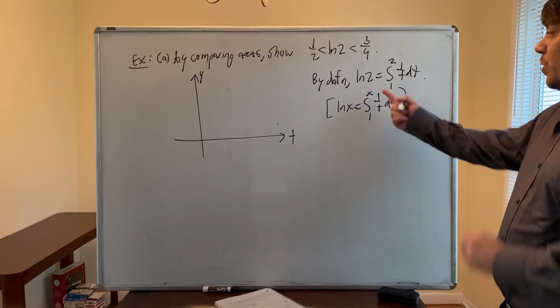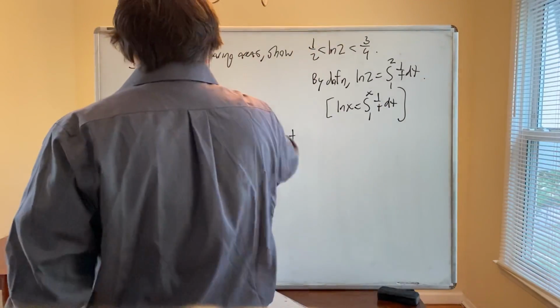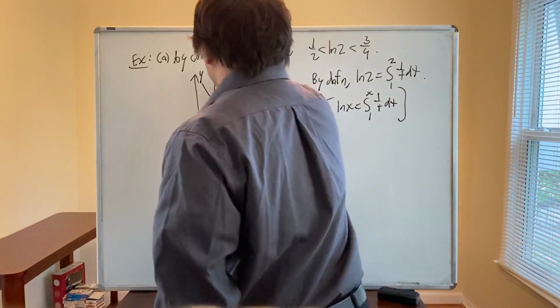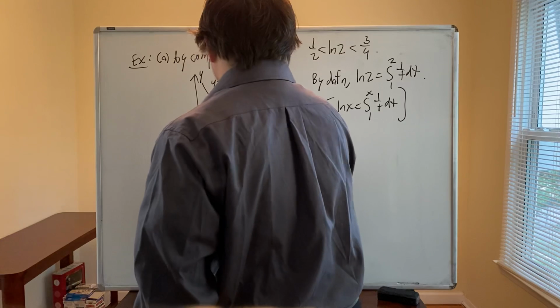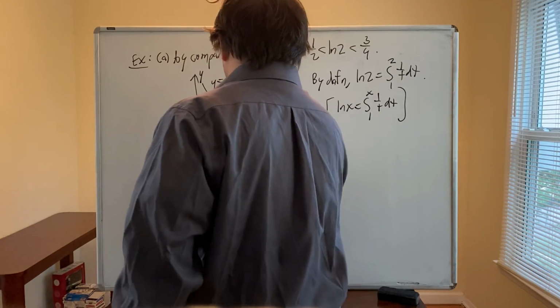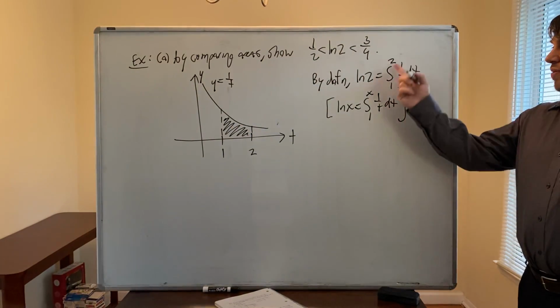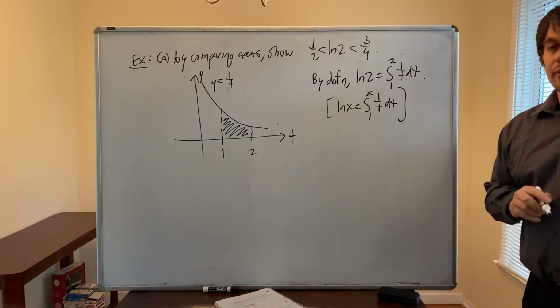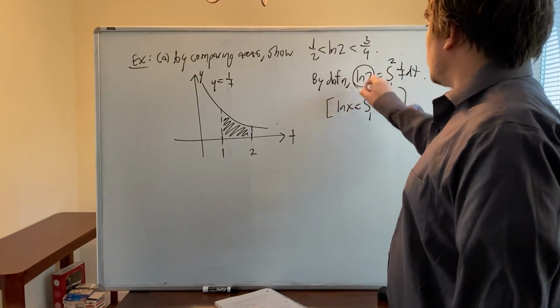So we have ln of 2. ln of 2 is the integral from 1 to 2 of 1 over t dt. So let's draw a picture of that. We have y equals 1 over t, and we have from t equals 1 to t equals 2. And so this region, the area of that shaded region is the value of that definite integral, which is ln of 2. So the area of that shaded region is ln of 2.